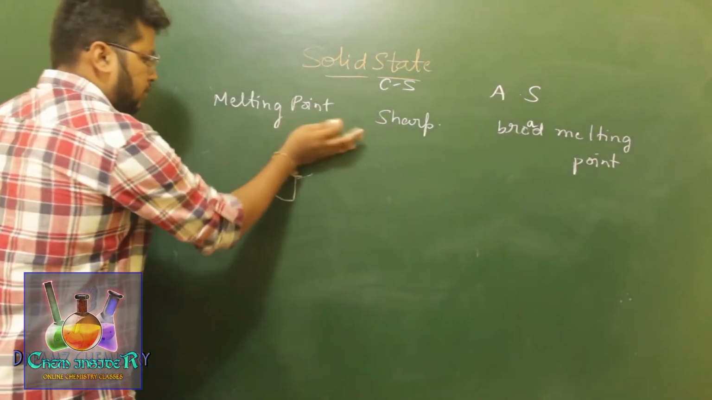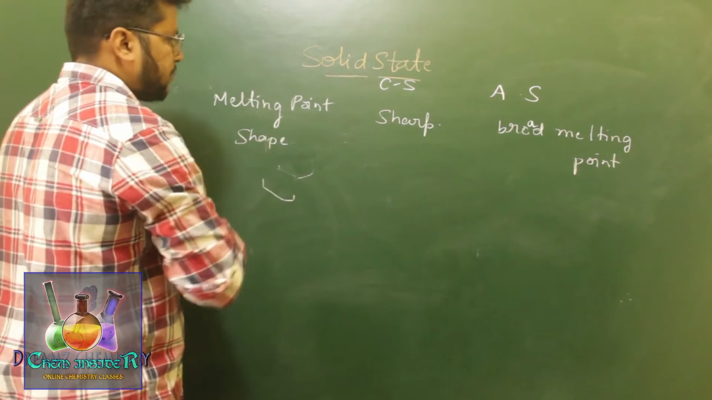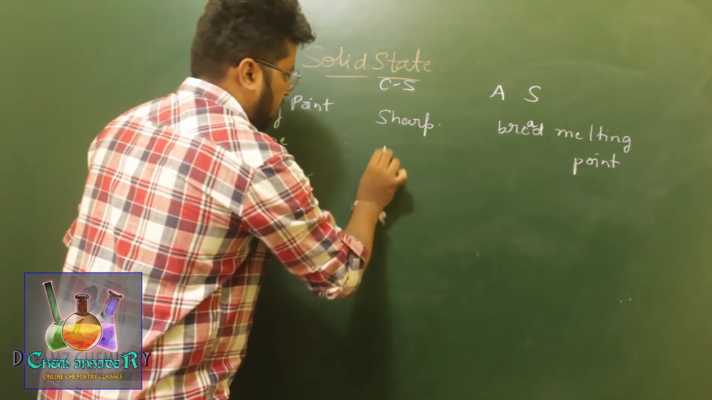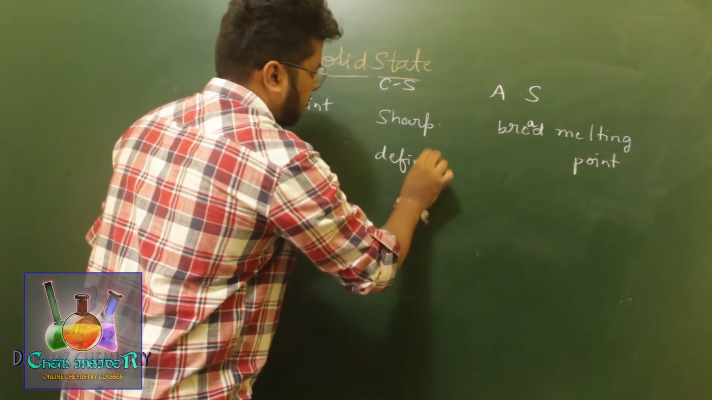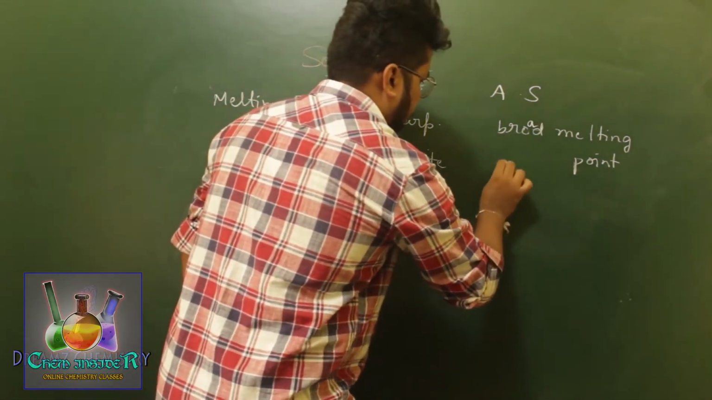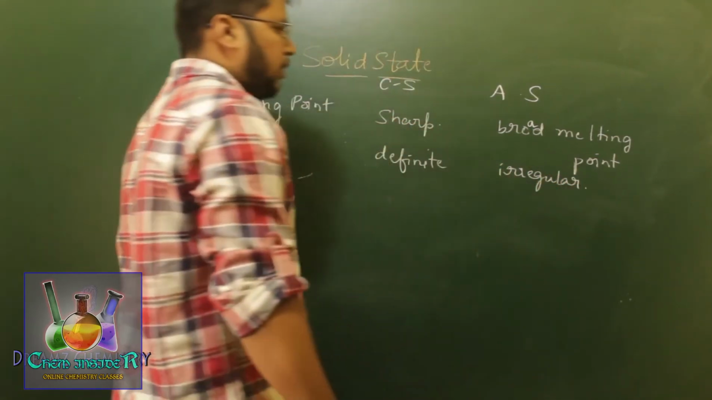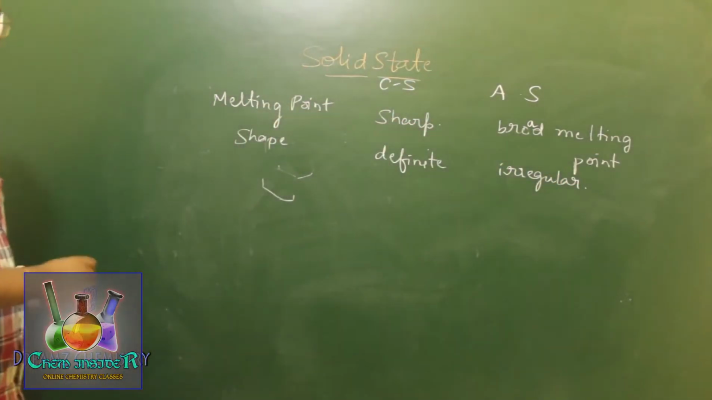In case of the shape, crystalline solids have a definite shape. As I said, they have a particular geometry, whereas amorphous solids have an irregular shape when compared to crystalline solids.